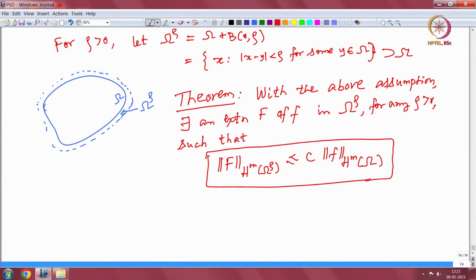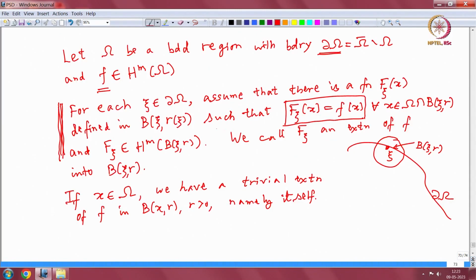So, the next task, before giving the proof, the comment is that the next task is to put assumptions on the boundary, so that this condition of every point on the boundary having an extension in the ball around that boundary point is satisfied. Okay, so that's important. So add that.